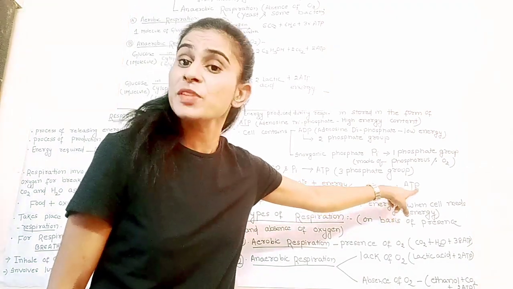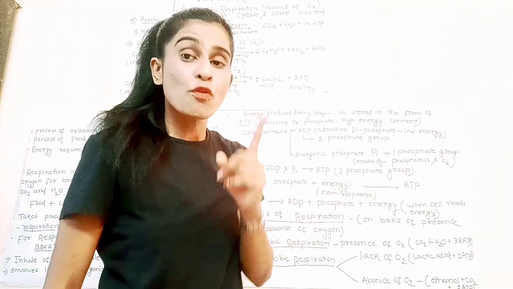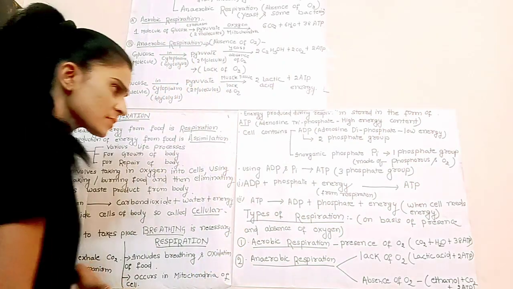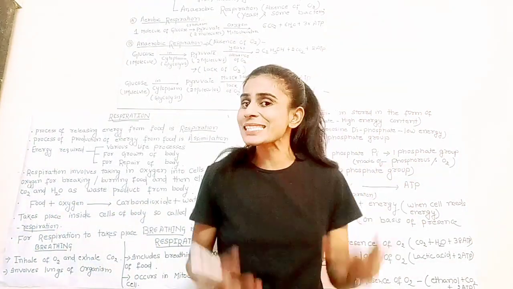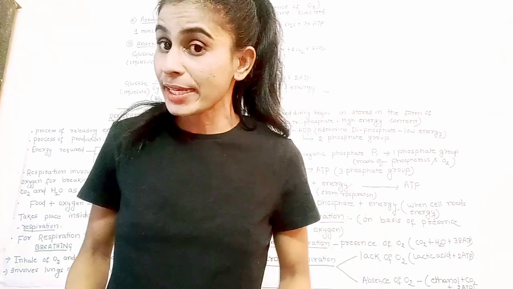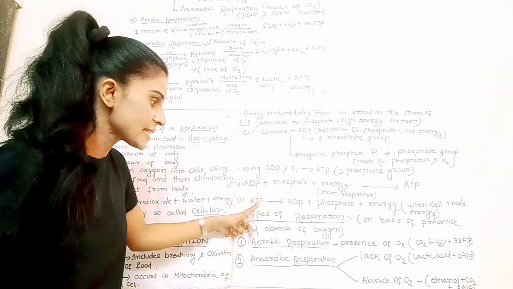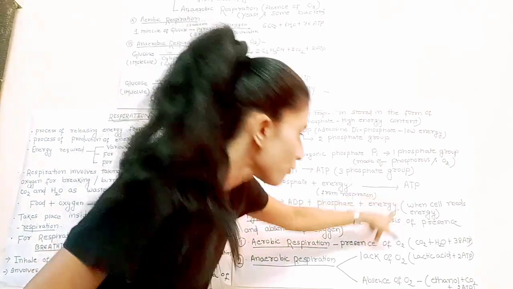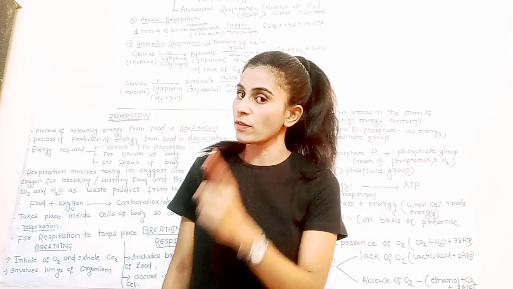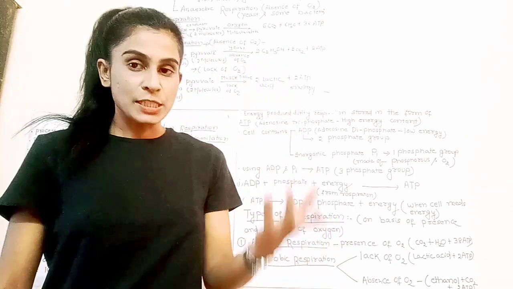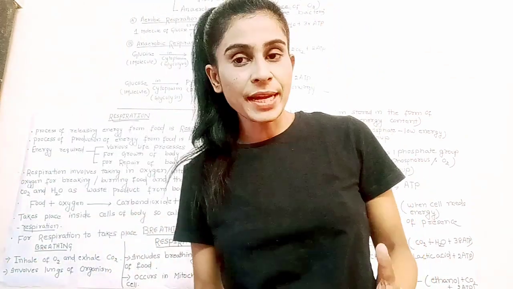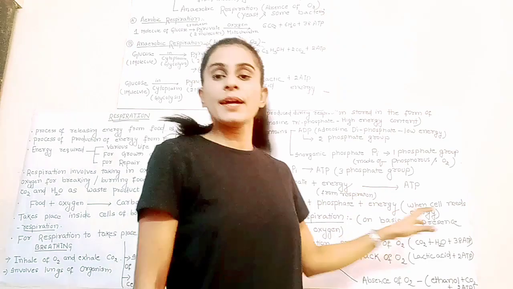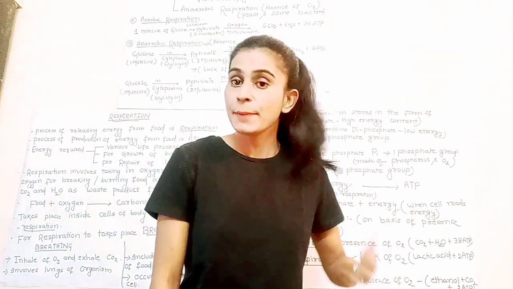How many phosphate groups? 3 phosphate groups. But ADP has 2 phosphate groups, guys. So in this way, energy is produced. Then when our body requires that energy, how do we take that energy which is produced? Again this ATP breaks down into ADP plus phosphate plus energy, which is utilized by the cells of our body. ATP is formed by ADP and phosphate, and when our body needs the energy, it again breaks down into ADP, phosphate and energy, which we utilize to carry out our daily processes.